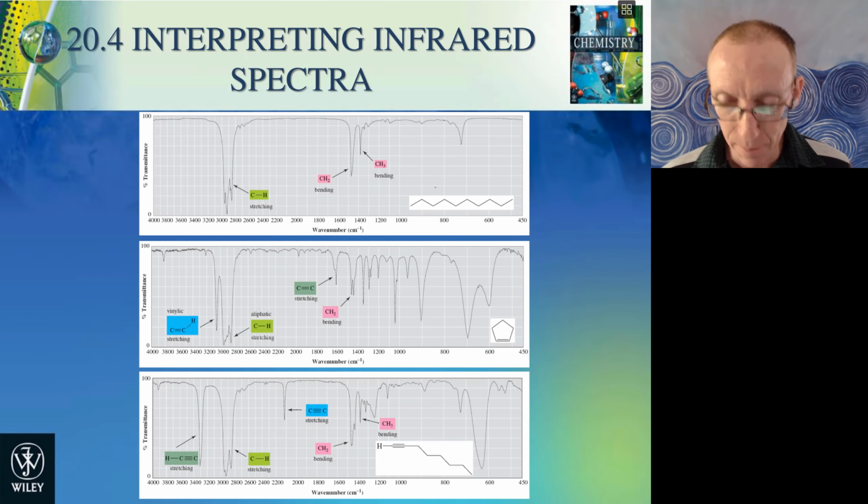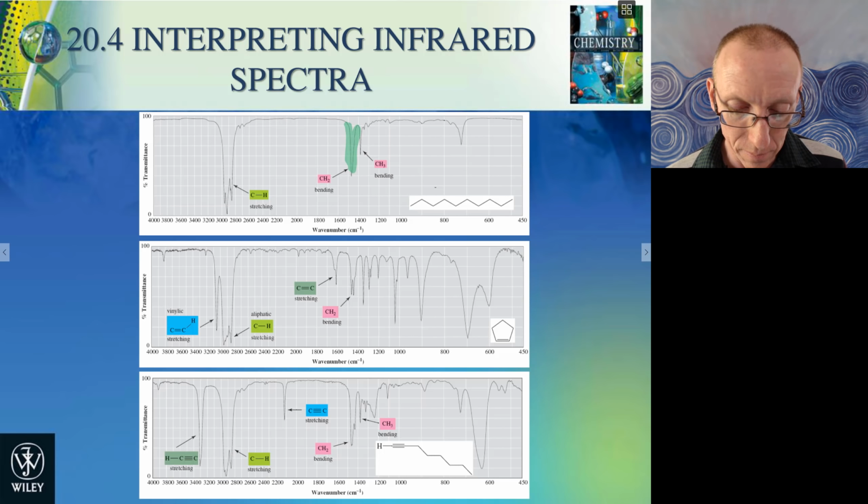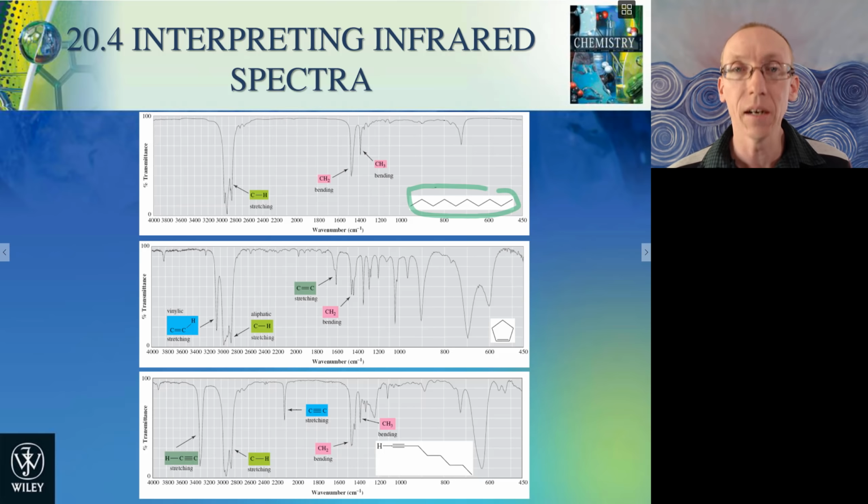So here we've got 3 examples of hydrocarbons. The first one is just a straight chain saturated alkane. And so it's a very boring spectrum, really. We have CH stretch here. So there's a few different peaks, a few different CH stretching modes. There's a CH2 bending mode here. And then there's a CH3 bending here.